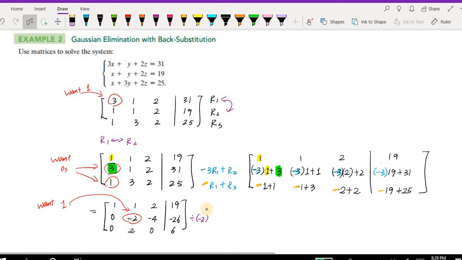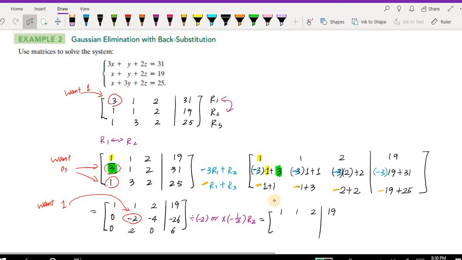You can think this way, or most of the textbooks want you to write this way. You're just going to multiply by negative 1 over 2. So let's go ahead and do this. Again, we're working on row 2. We're not doing anything to row 1, so everything stayed the same.